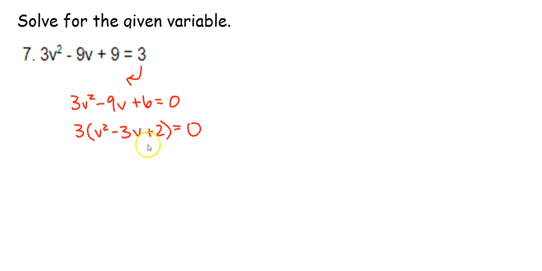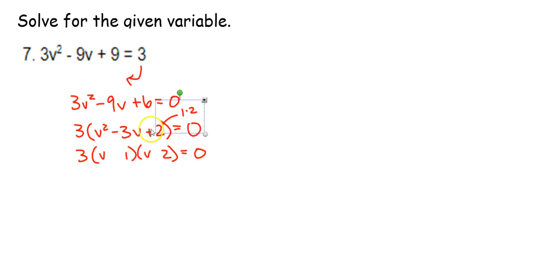And then lastly, look at what's inside the parentheses, and we can break that up into a couple more basic expressions here. So leave the 3 out front, and I know v times v is going to give me my first term, so that's v times v is v squared. That last term, only 1 and 2 are factors, so I've got a 1 and a 2, and I just need to figure out what my signs are.